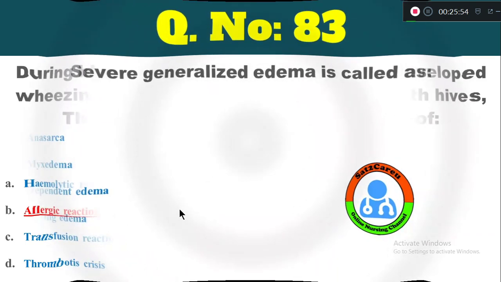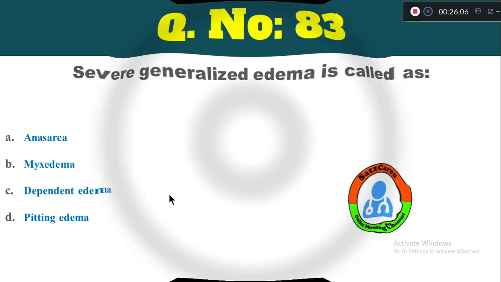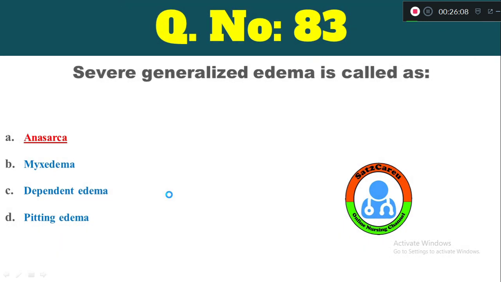Question number 83. Severe generalized edema is called option A, anasarca, B, mixed edema, C, dependent edema, option D, pitting edema. The right answer is option A, anasarca.